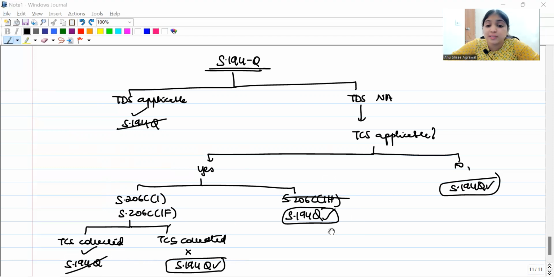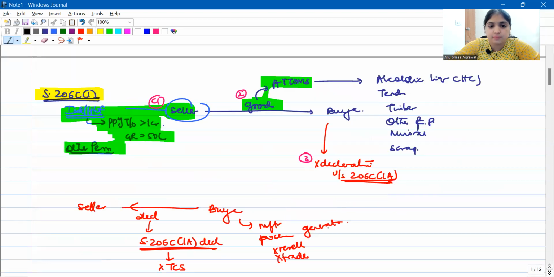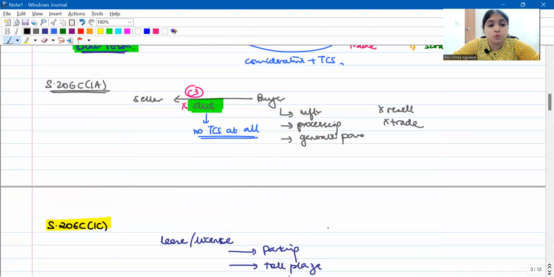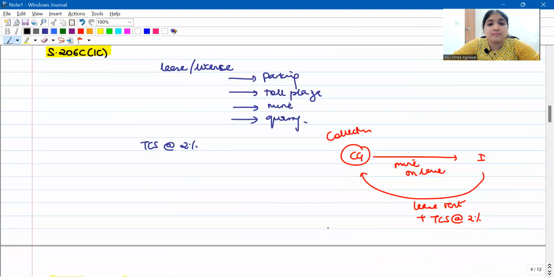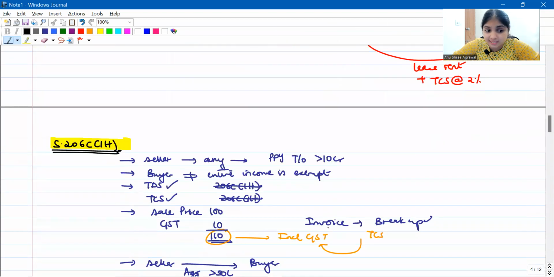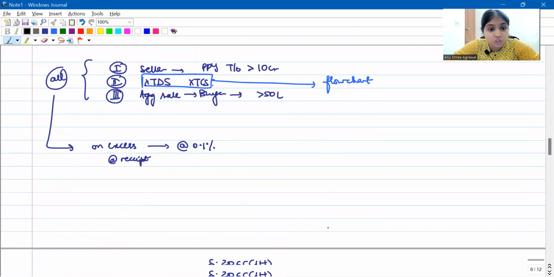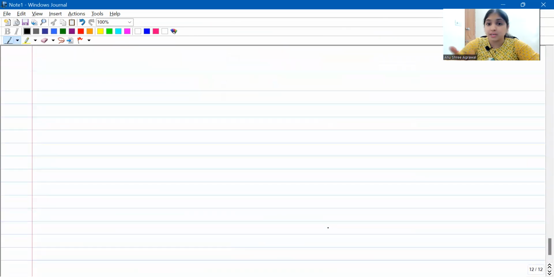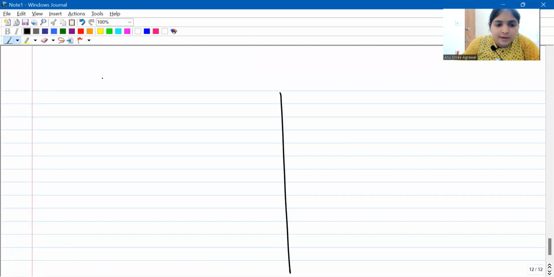Okay, guys. So with this, we are done learning these sections. The first concept we learned was 206C1. Then we learned about 206C1A declaration. Then we spoke about 206C1C lease and license. Then 206C1H we spoke about. And then finally 194Q. I'll end my revision with 2 sections now, the last 2 sections. One is section 206AA and the other is section 206CC.